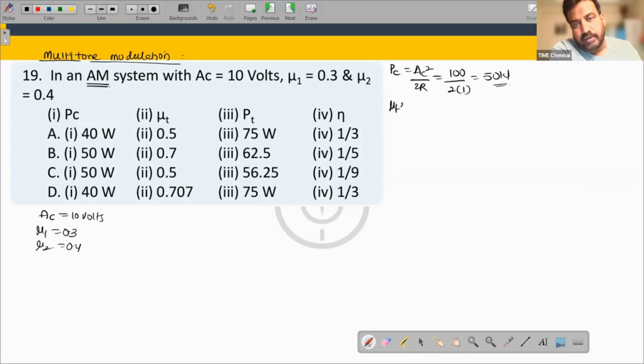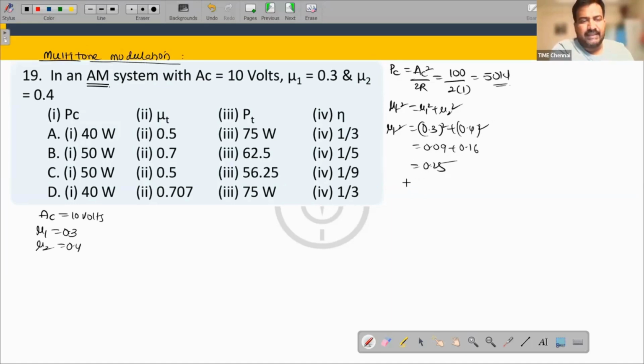Next, mu t. Mu t square is mu1 square plus mu2 square. Mu t square is 0.3 whole square plus 0.4 whole square, 0.09 plus 0.16, 0.25. Mu t is 0.5. Obviously, once this is done, this should be the answer from the options. Anyways, we'll find the other also.